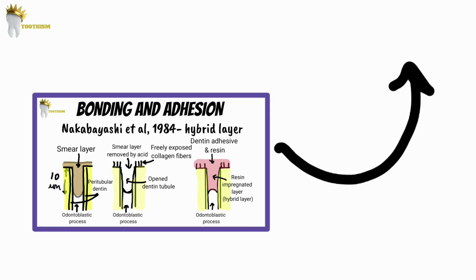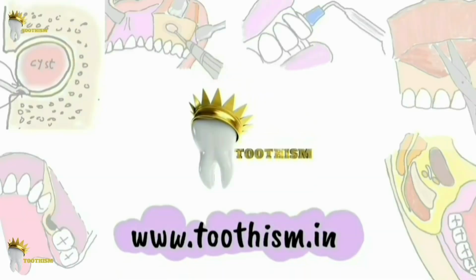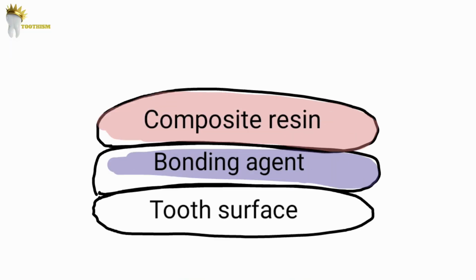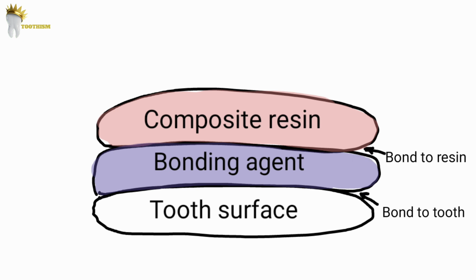In the previous video, we talked about the concepts of bonding and adhesion. In this video, we're going to talk further about dentin bonding agents. Basically, dentin bonding agents create a strong bond between the composite restoration and the tooth structure. It adheres to the composite on one side and to the tooth on the other side.